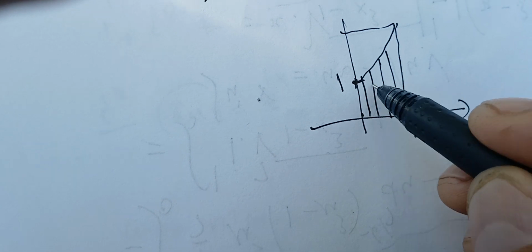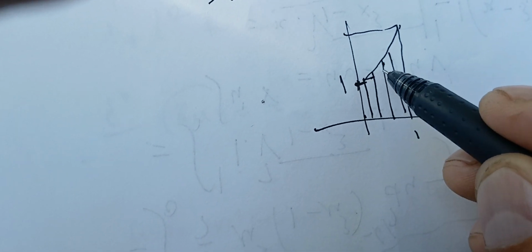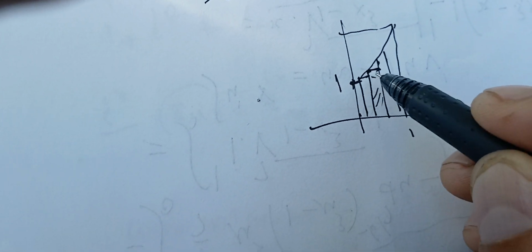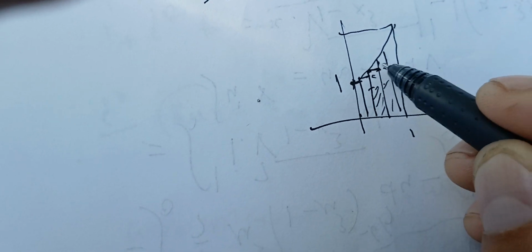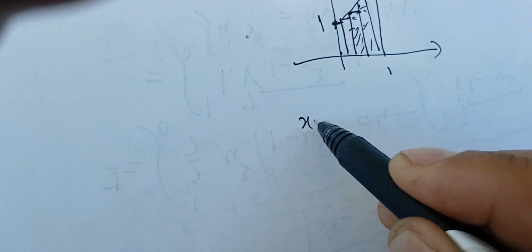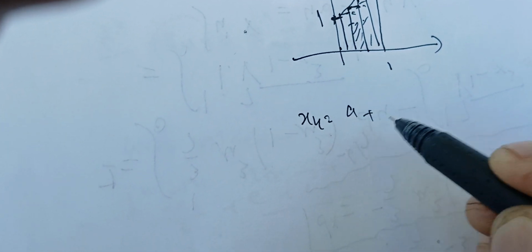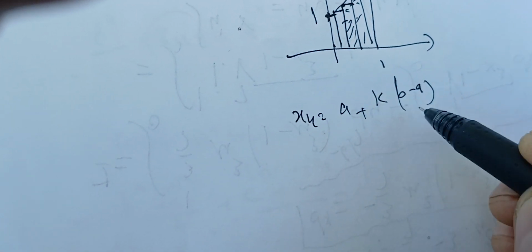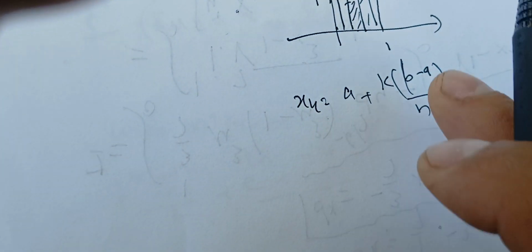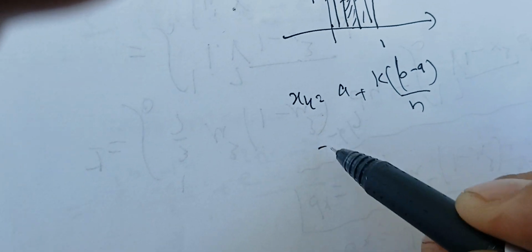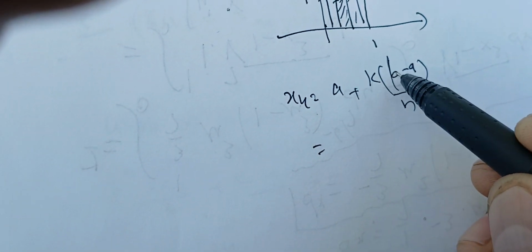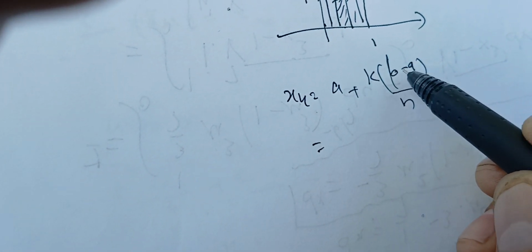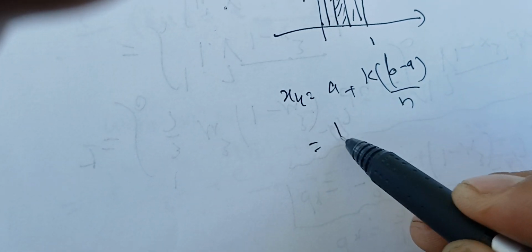So when I use the left Riemann sum, it is defined by a subdivision x sub k, which equals a plus k times (b minus a) over n. In our case, we know that b is 1 and a is 0. So we have k over n.